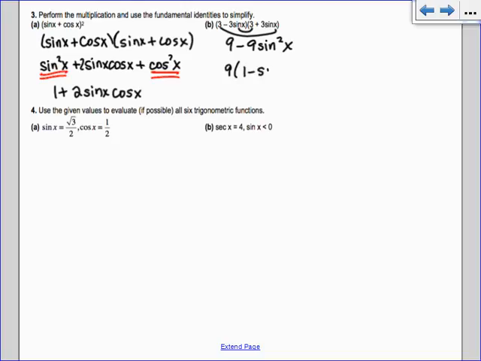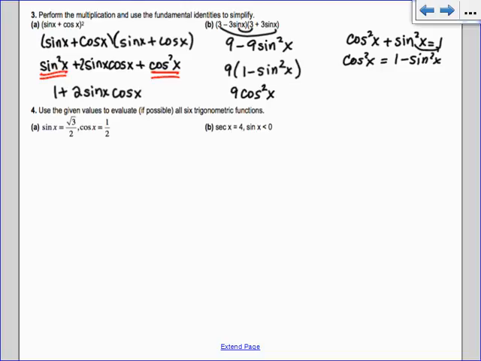When I do, I have 1 minus sine squared x, which is part of the Pythagorean identity. So remember that cosine squared x plus sine squared x is equal to 1. So if I want 1 minus sine squared x, all I'm doing is subtracting the sine squared to the other side. I'm left with cosine squared x. So this is 9 times cosine squared x. And that's as simplified as possible.